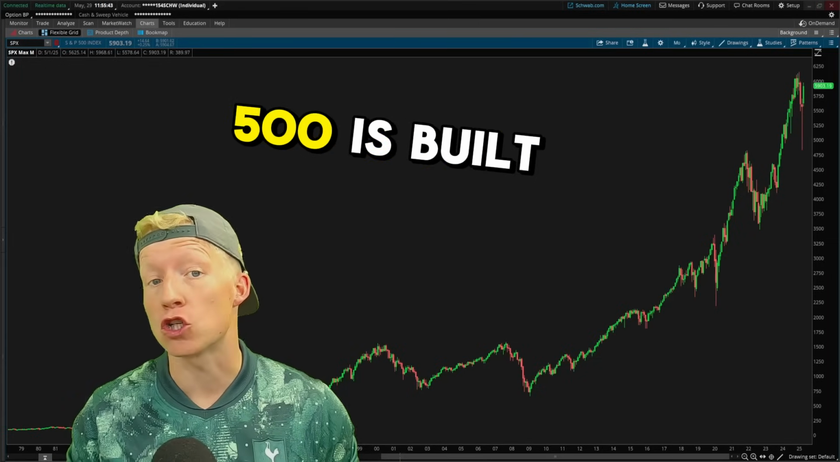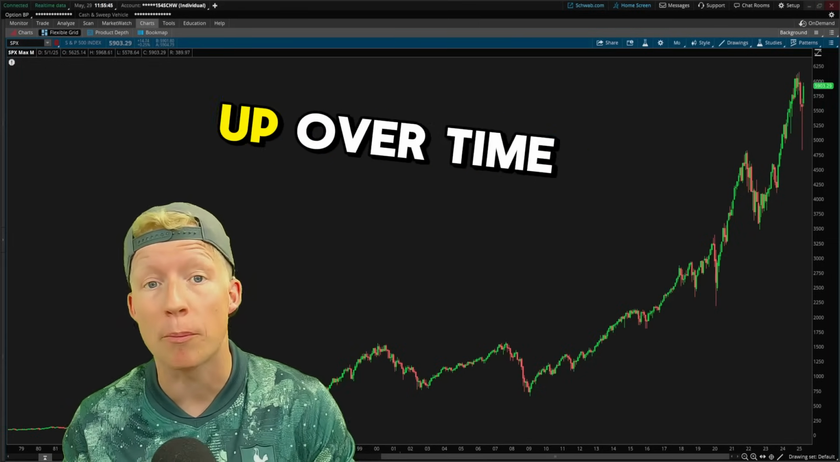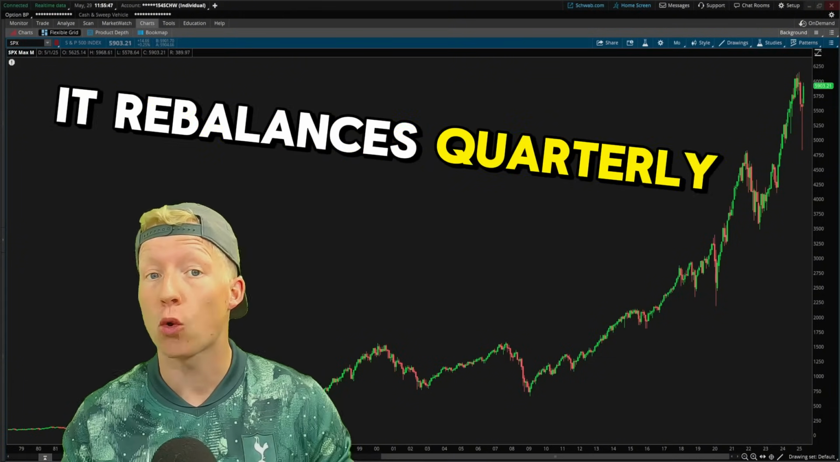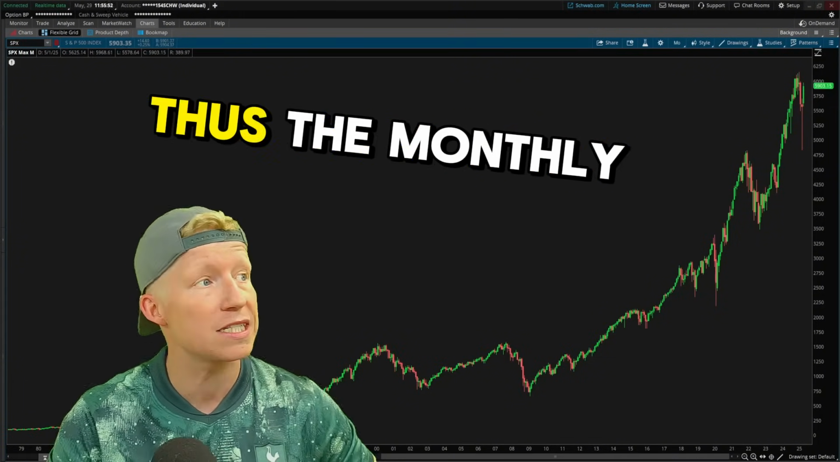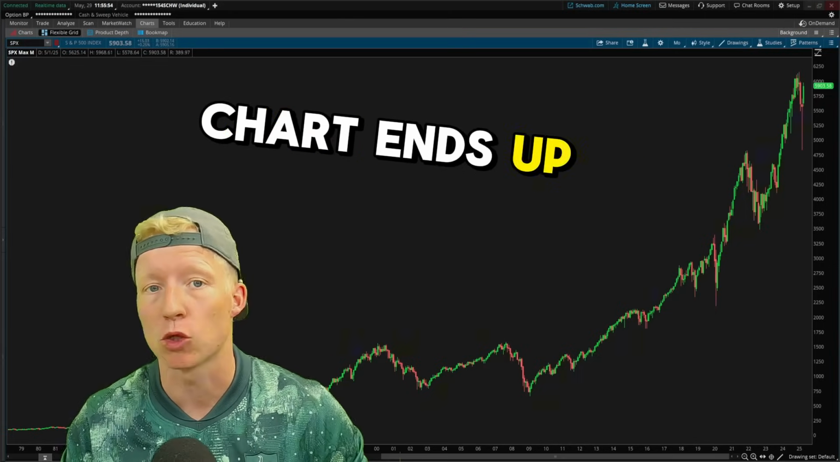The S&P 500 is built to always go up over time. It rebalances quarterly to replace failing companies with strong ones. Thus, the monthly chart ends up looking like this. Now, I want you to really think about that contextually.